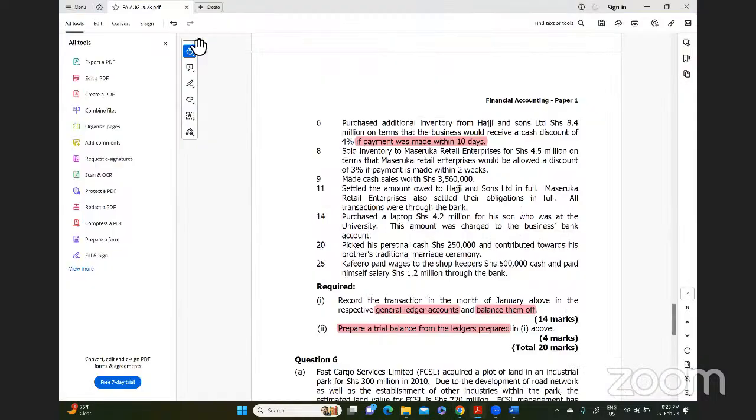All right. Then 11th, settled the amount owed to Haji and Sons Limited in full. Maseruka Retail Enterprises also settled their obligation in full. All transactions were through the bank. Let's handle it piece by piece. First of all, we are paying Haji and Sons off.